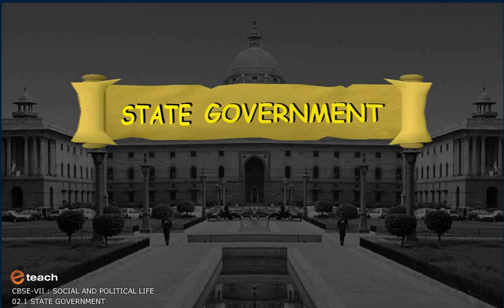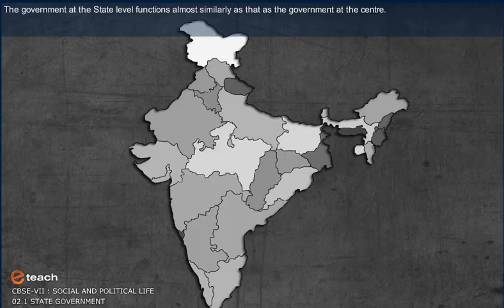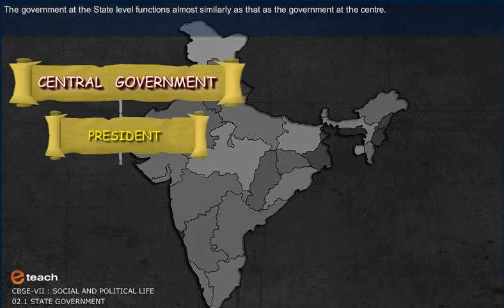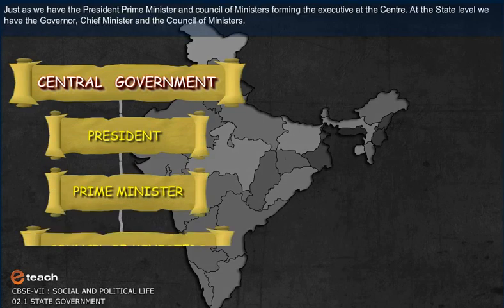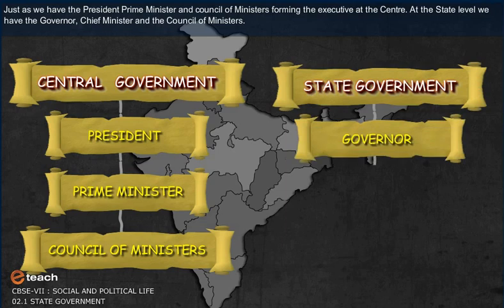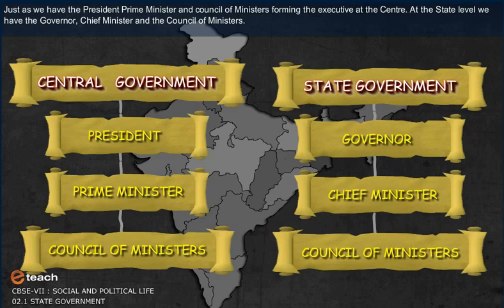Government. Let us learn about the functions of state government. The government at the state level functions almost similarly as the government at the center. Just as we have the President, Prime Minister and Council of Ministers forming the executive at the center, at the state level we have the Governor, Chief Minister and the Council of Ministers.